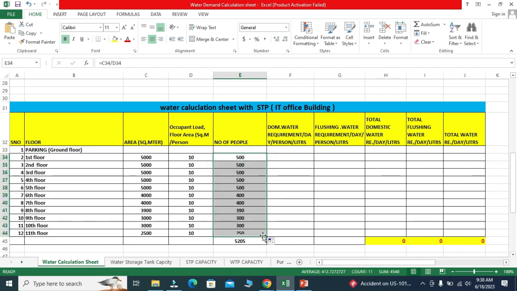Up to the 11th floor, 250 people will be here. So up to here we have calculated the number of people.